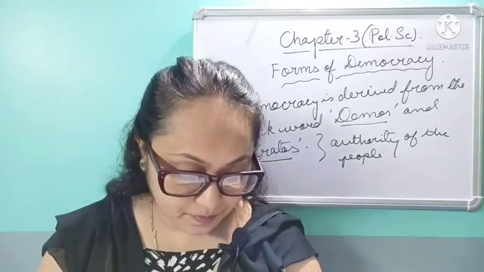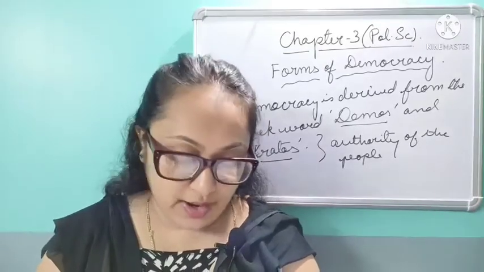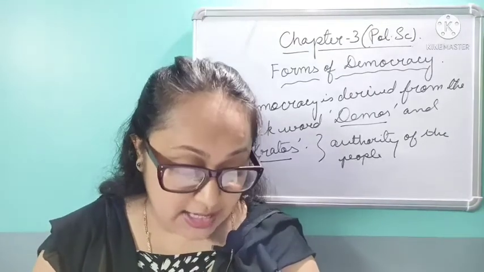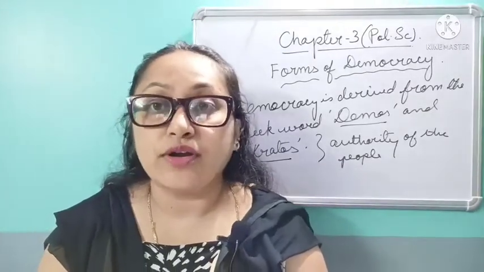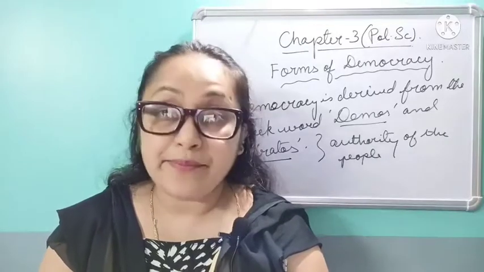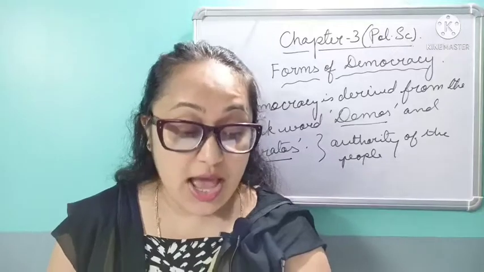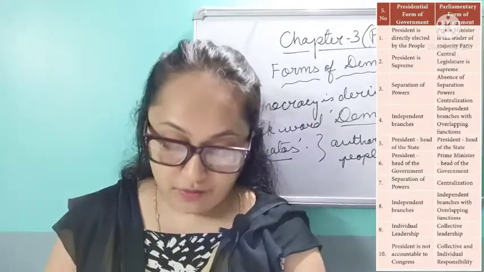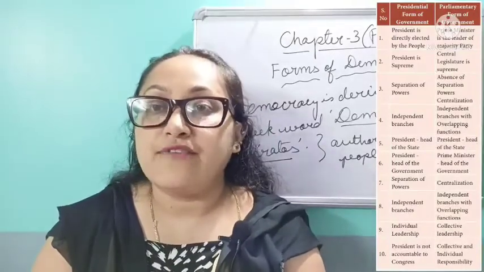Under the presidential system, the legislature and the executive are separate. Remember this, it's very important. Now, what is the legislature? The legislature is the law-making organ, that means those who make the laws. So in the presidential form of government the legislature and executive are separate. They do not have any relation.